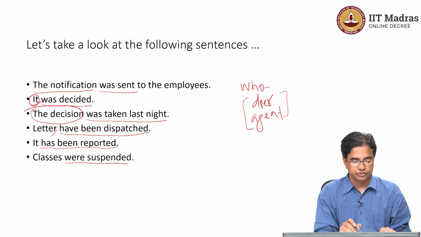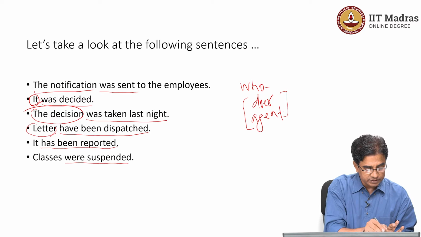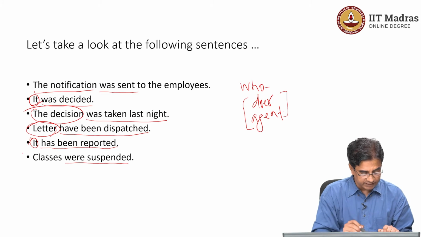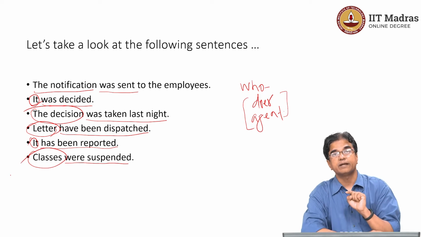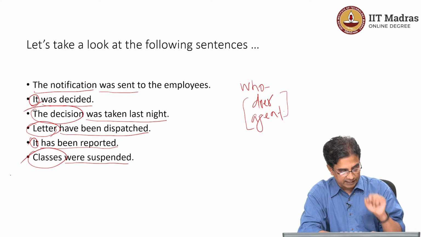Letters have been dispatched. Who dispatched the letter? Again, not important. What is important is the letter. It has been reported. What is important is "it." And classes were suspended. Again, who suspended the classes? Not important. What is important is classes.